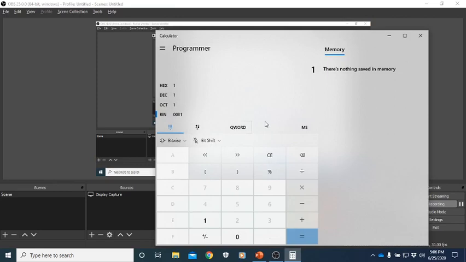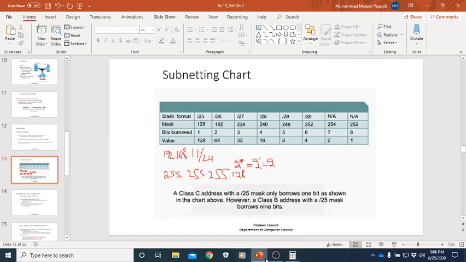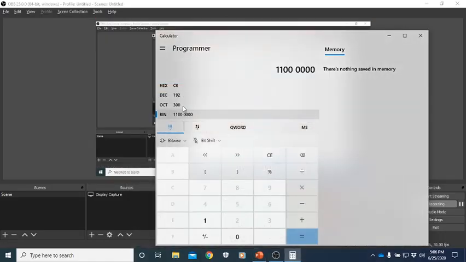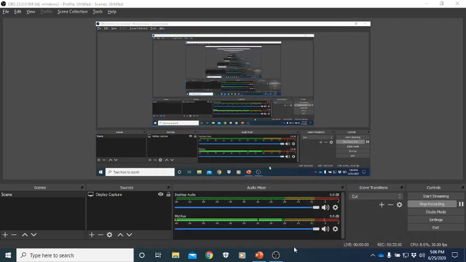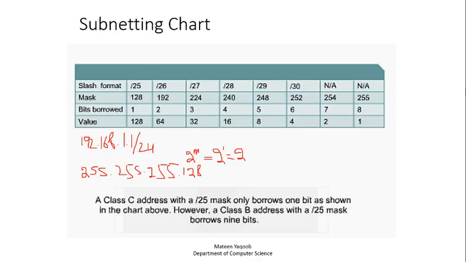So 192, okay, listen, 192, the binary of 192 is this, and the binary of 168 is something like this, and the binary of 1 will be 1, and next one. So I have borrowed 1 bit, something like this.